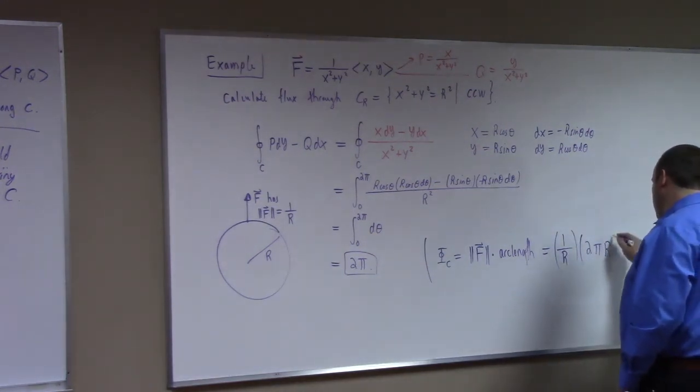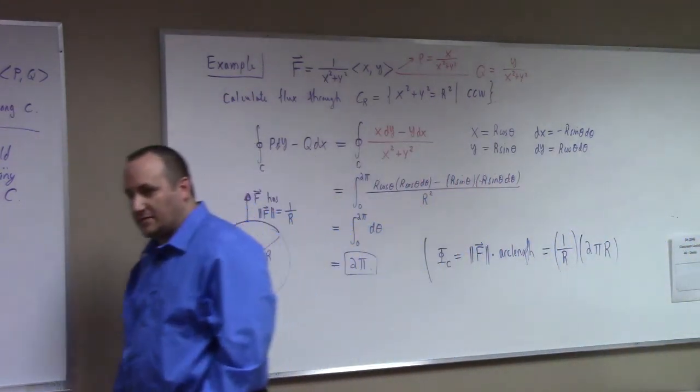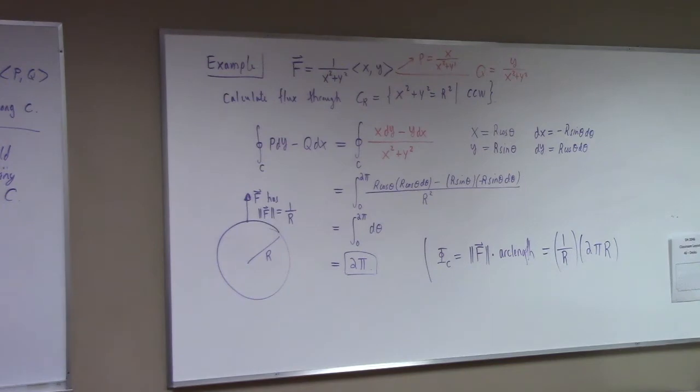Now you can't usually calculate flux by just multiplying arc length times magnitude, because usually vector fields have variable magnitude over the curve, and the direction may not always line up with the normal to the curve. This is a rather special case where we can just multiply the magnitude times the arc length to get the flux.